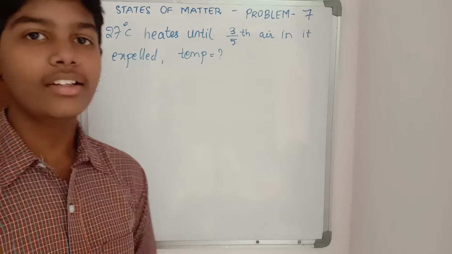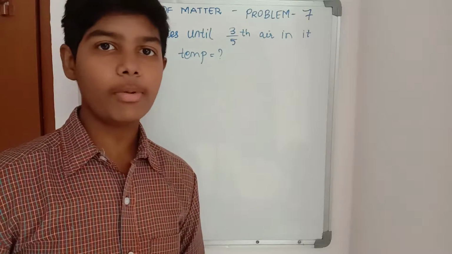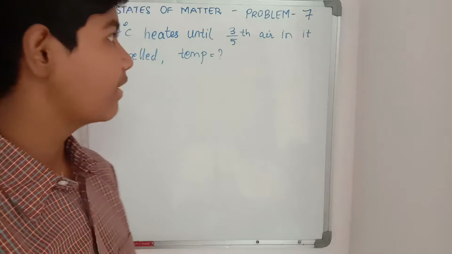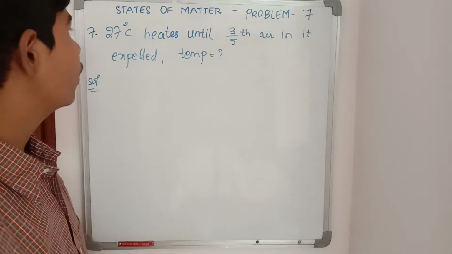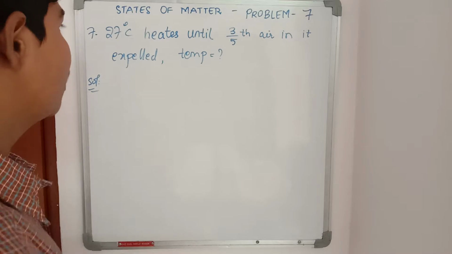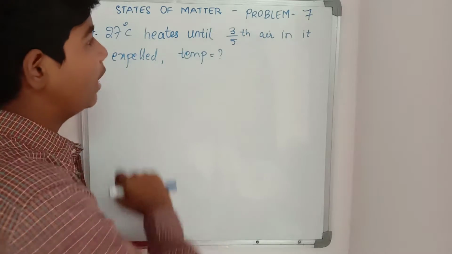Hello everybody. In this video we are going to discuss states of matter problem number 7. The given question is: an open vessel at 27 degrees Celsius is heated until 3/5 of the air in it is expelled.